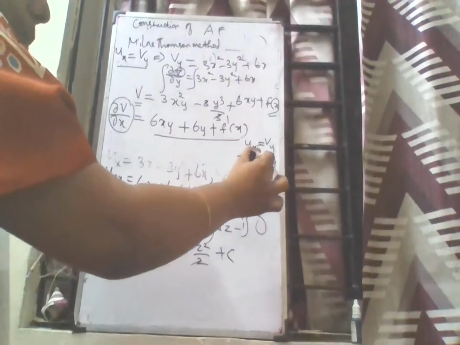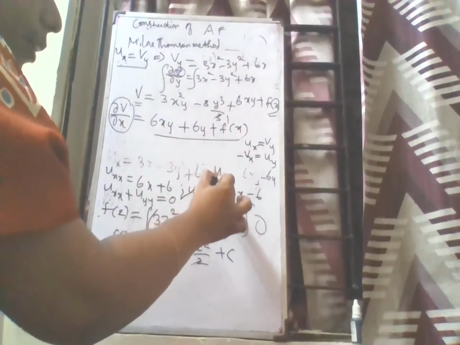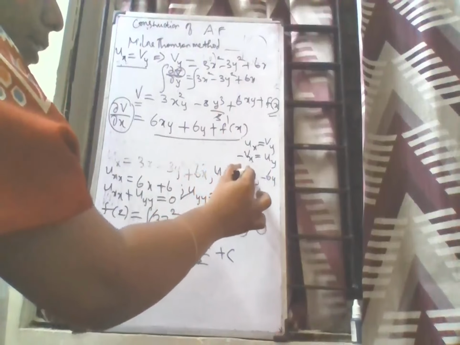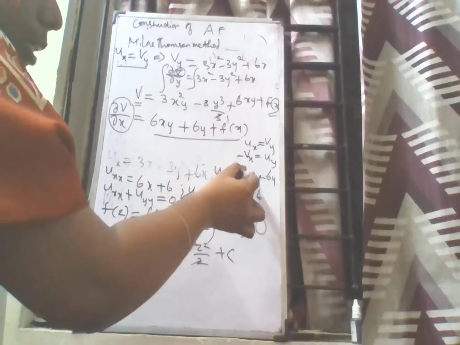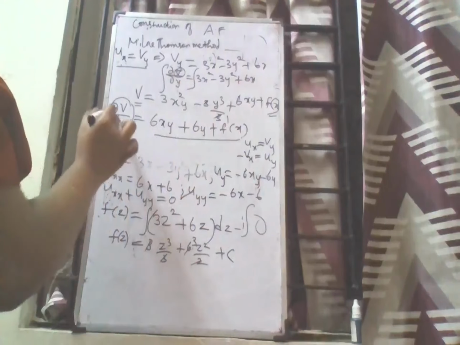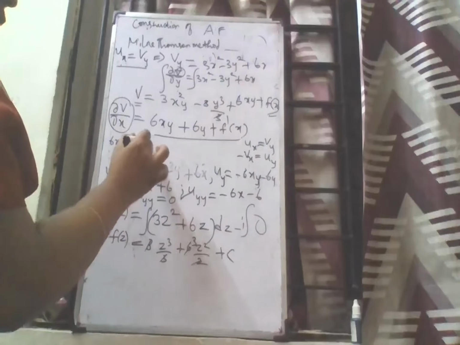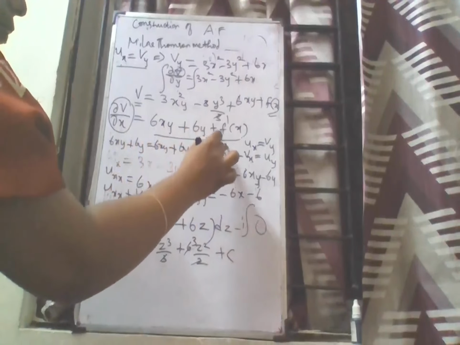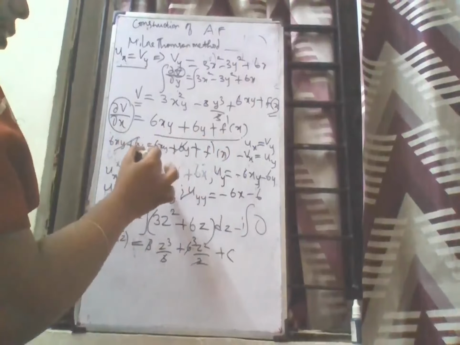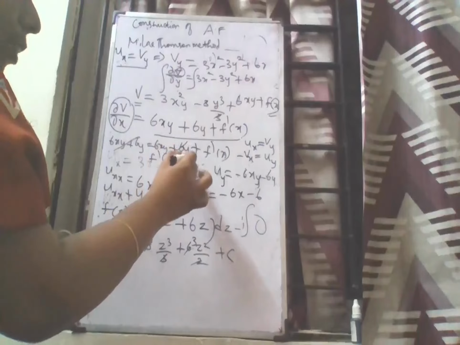Actually, Vx is going to be minus of Uy. Where is my Uy? Somewhere here. So it's nothing but minus 6xy minus 6y. So minus of this will become 6xy plus 6y. So instead of Vx, I can take this as 6xy plus 6y, which is equal to 6xy plus 6y plus f dash of x, which is nothing but cancel. f dash of x is going to be 0.